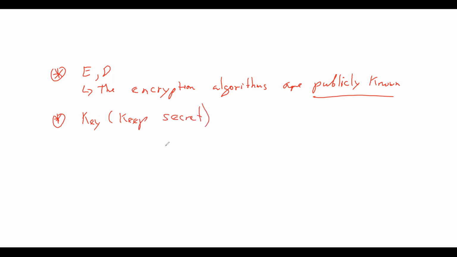Keep as a secret. So, I've already said this, but E is the encryption algorithm, and D is the decryption algorithm. And the only secret is this one. That's the only secret: the key, or K.